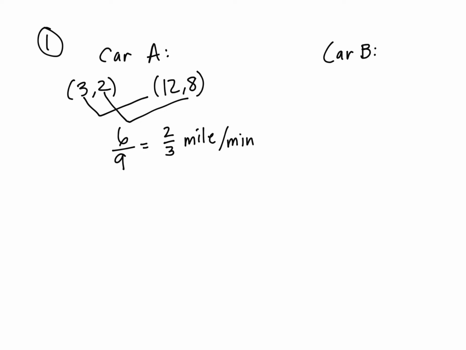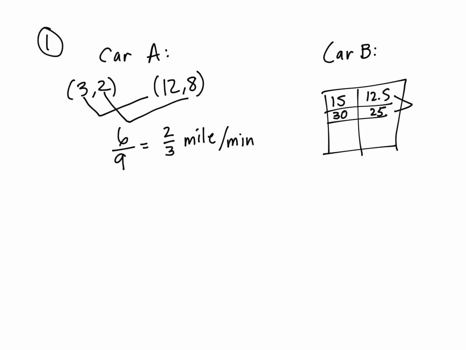Car B, if we look at that table, we have the values 15 and 12.5 and 30 and 25. The y values increased by 12.5. 12.5 plus 12.5 gives us that 25. And the x values increased by 15. So to find their rate, we're going to do 12.5 divided by 15. The y values divided by the x values, or the change in the y values divided by the change in the x values.